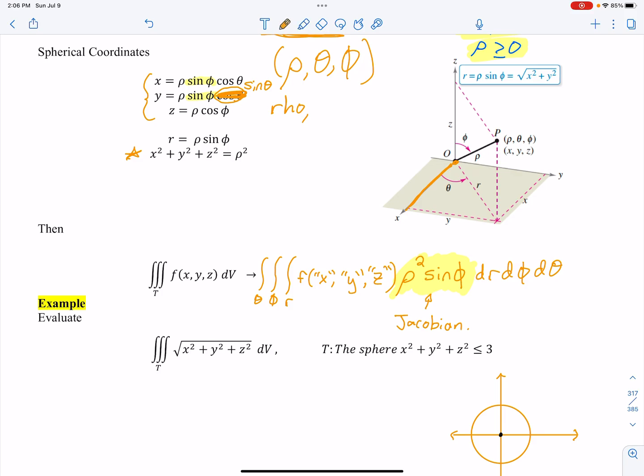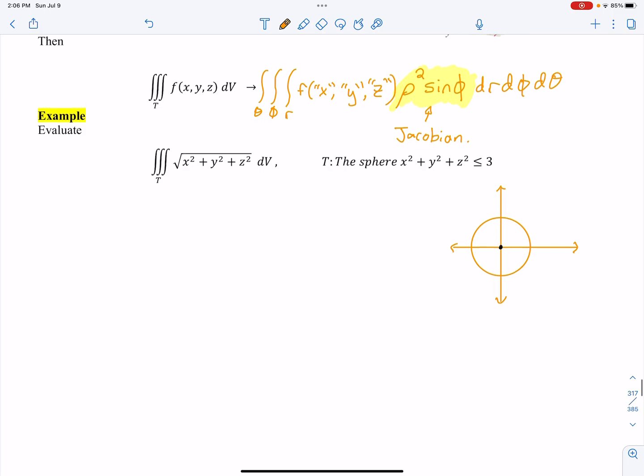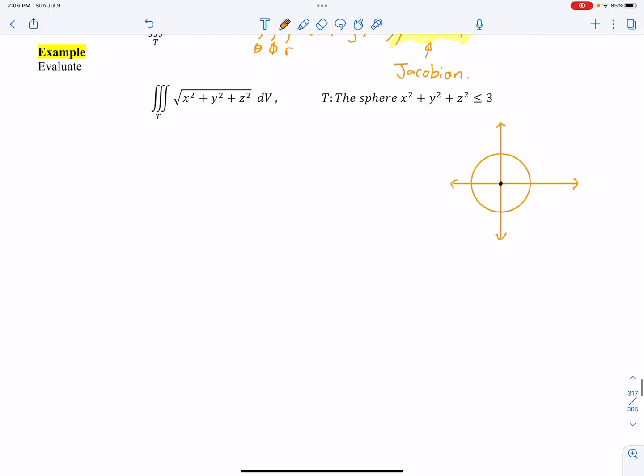All right, let's get an example under our belt. So they want us to evaluate this. Remember, it's not exactly volume. I have the triple integral of the square root of x squared plus y squared plus z squared. And then the region they want us to do it over is the sphere. So this is the solid sphere, because that is less than or equal to, and it has a radius of square root of 3. Okay, so I'm going to give you some notes here to help. I have that graph there that I'm going to use in a moment.